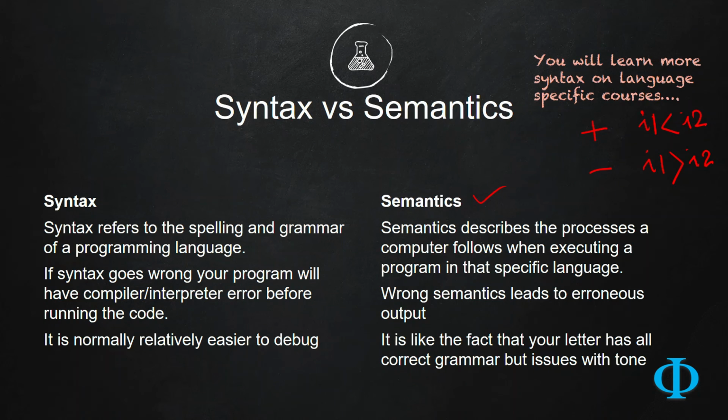Now, after fixing all the grammar and spelling errors, your email can also have some problem related to its tone. Like the way you are supposed to write an email to your professor or your boss, you have violated that, or you made some severe mistake in the tone of that email. That tonal error is similar to the semantic error in your program.